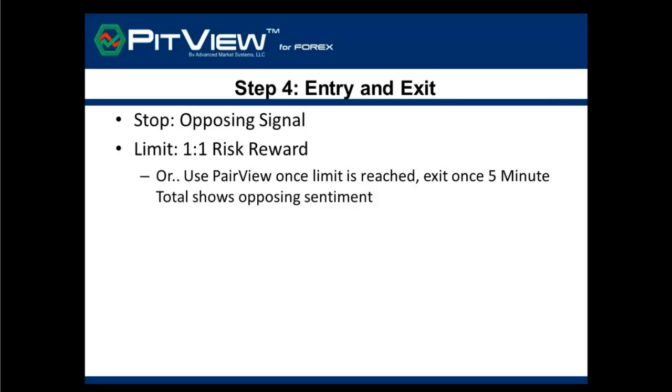So the stop is the opposing signal, and the limit that we generally look for as a minimum. In my trading, we're always looking for a minimum of 1-to-1 risk reward, meaning based on where your entry and your stop is, you're looking for a minimum of a 1-to-1 risk reward ratio. One thing, and I'll be talking more about this as we have more classes on the PitView indicator, is once your limit does get reached, oftentimes PitView can keep you in trades a little bit longer to gain more profitability if you're on the right side of the markets.